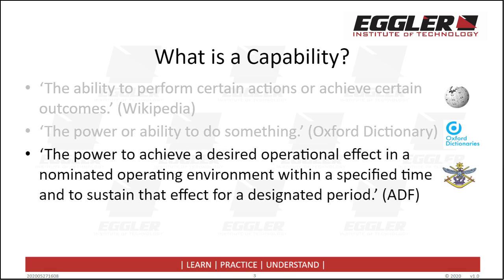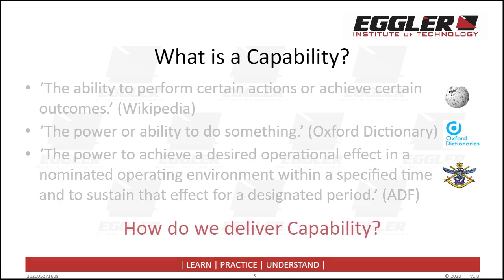The ADF definition says that capability is the power to achieve a desired operational effect in a nominated operating environment within a specific time, and to sustain that effect for a designated period. The military definition introduces three important additional factors. The first one relates to the capability effect being delivered in a particular operational environment, which can be either in the land, sea, or air domain. And it also introduces two temporal constraints relating to delivering the capability effect within a specified time, and then being able to sustain that effect over a set period.